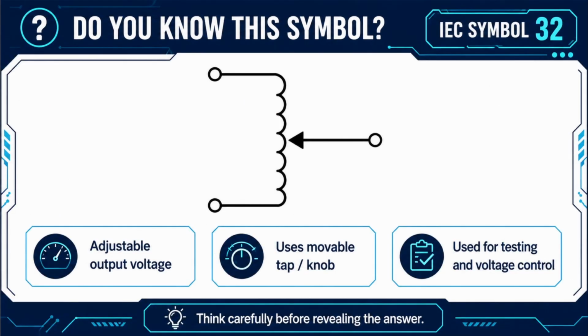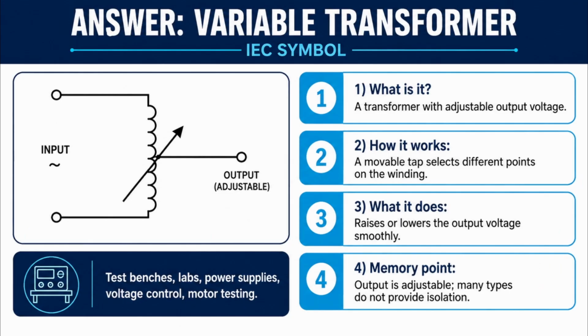Do you know what this electrical symbol represents? Here are some clues. It provides an adjustable output voltage, uses a movable tap, and is commonly used for testing and voltage control. The answer is a variable transformer, or Variac. By moving the tap along the winding, the output voltage can be increased or decreased smoothly.